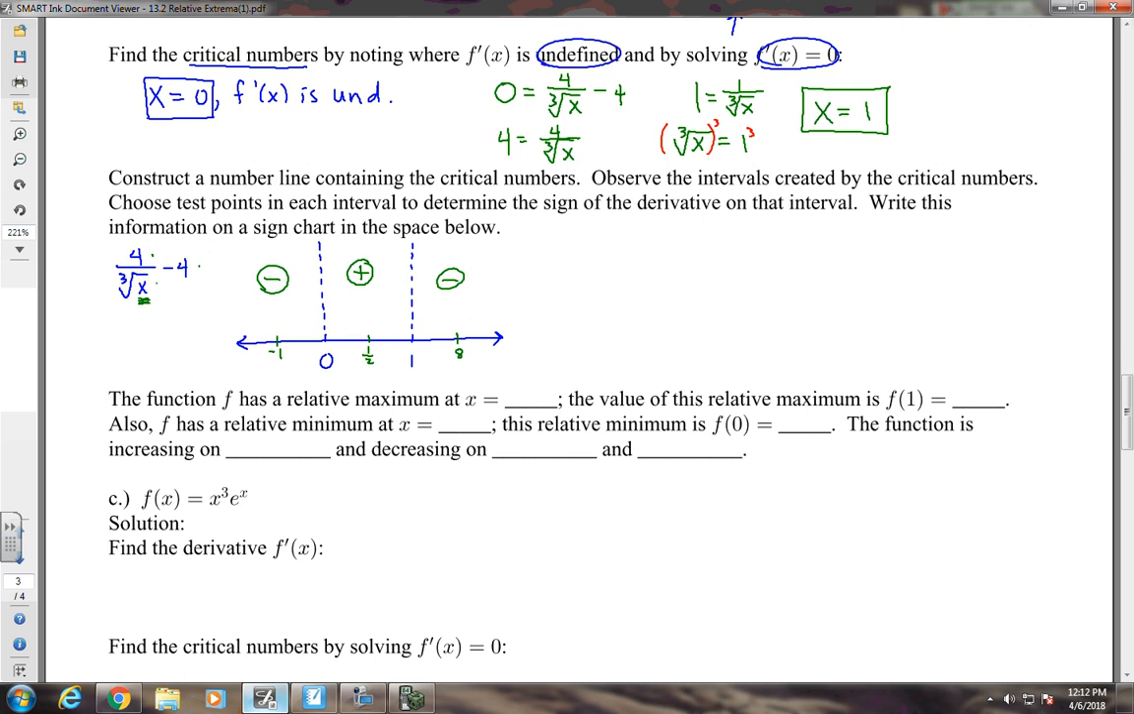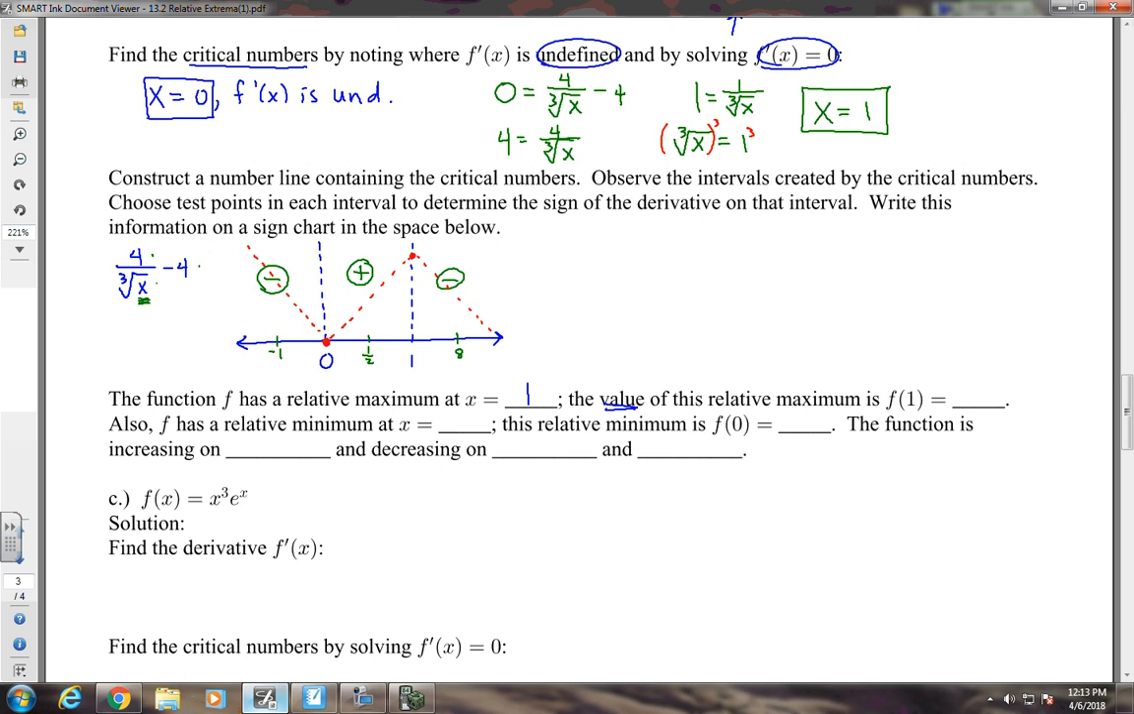So just kind of imagine your graph. We don't know the curvature of the graph, but we can say it's going down on this interval, then it's going to be going up, and then it's going to be going down. Now I can visualize this is going to be a minimum, and that's going to be a maximum. So the function f has a relative maximum at x equals 1.